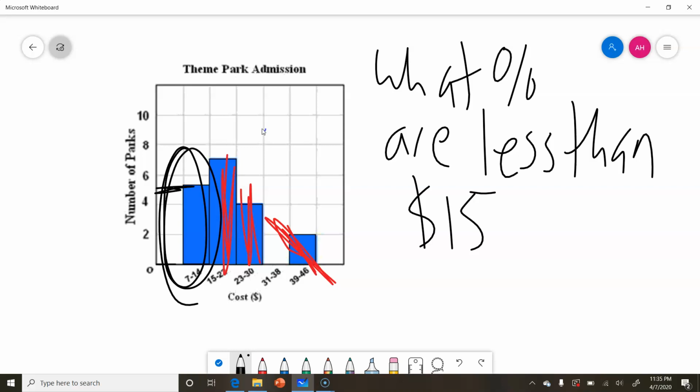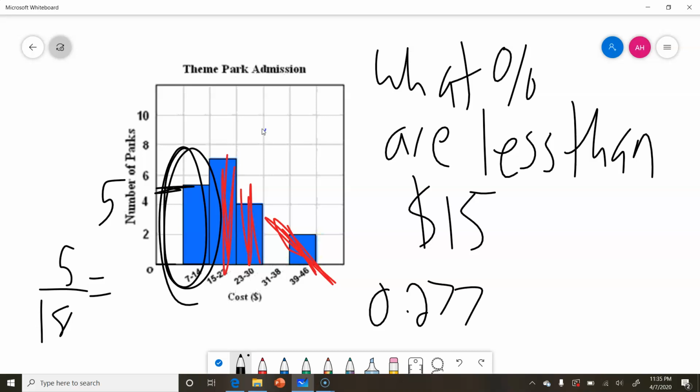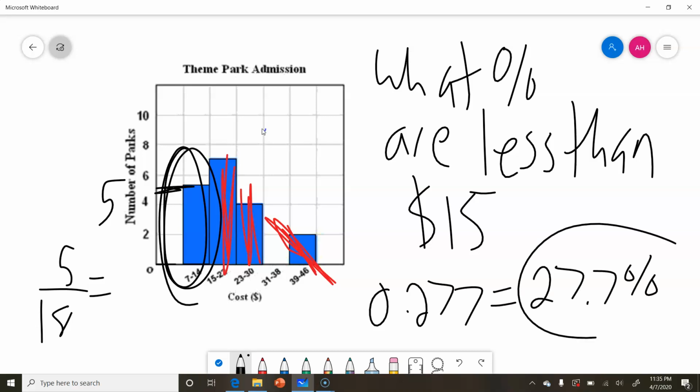And how many is that? That's 5. So I do 5 divided by the total, which is 18. Punch that in my handy-dandy calculator. 5 divided by 18, and I get 0.277, which equals 27.7%. Okay, hope that makes sense.